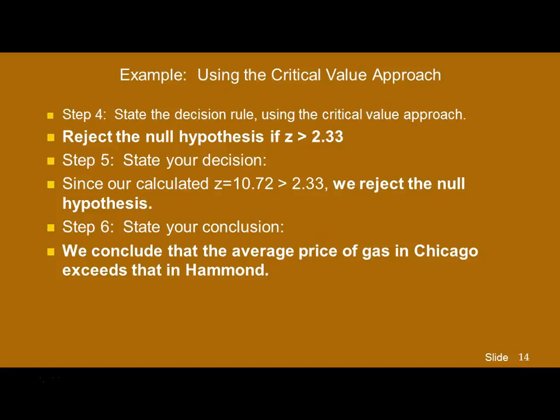Again, remember, we can do either the critical value or the p-value approach, and we're going to demonstrate both. If you're using the critical value approach with a 1% alpha level, your critical z-value is 2.33, and we'll look at that graphically in a minute. So we would reject the null hypothesis if our test statistic exceeded 2.33. Well, in this case, it certainly does. 10.72 that we just calculated exceeds 2.33, so we reject the null. By rejecting the null, we're concluding what's in the alternative, which basically says the average price of gas in Chicago is greater than that in Hammond.